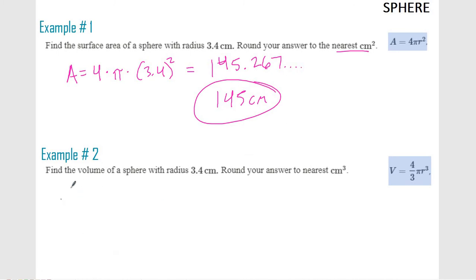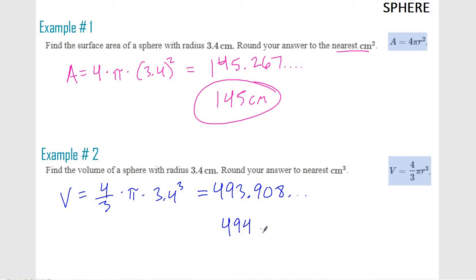The next one, find the volume. So that's 4/3 times pi times 3.4 cubed. So very similar to before. Okay, so now we get 493.908... and to the nearest centimeter would be 494 cubic centimeters. There you go, just knowing your formulas.